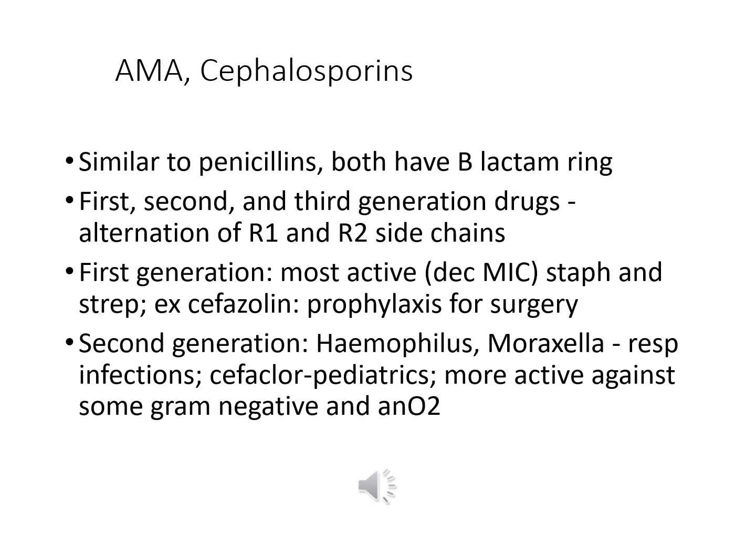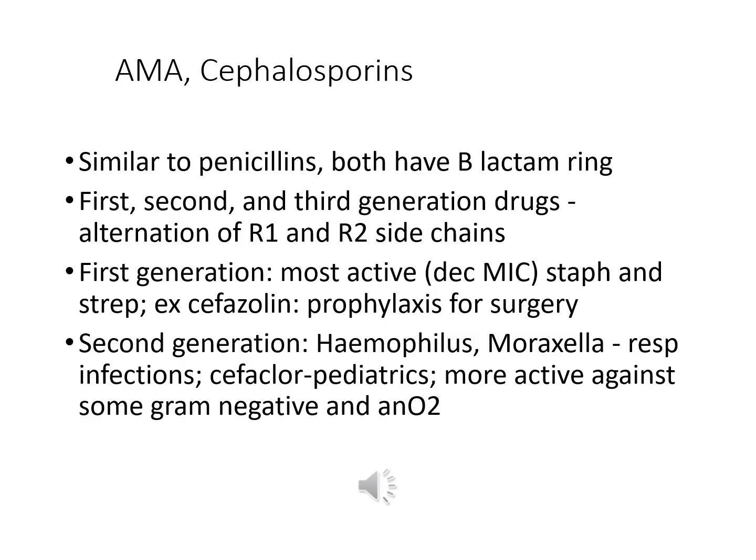Your next group is the cephalosporins. The cephalosporins are similar to the penicillins, as in they both have a beta-lactam ring. Cephalosporins are categorized as first, second or third generation drugs, and that depends on the alteration of the R1 and the R2 side chains. The first generation is the most active against staph and strep. For example, cefazolin had been used for prophylaxis prior to surgery, but that's not used much anymore due to antimicrobial stewardship, which was to help reduce the unnecessary use of drugs.